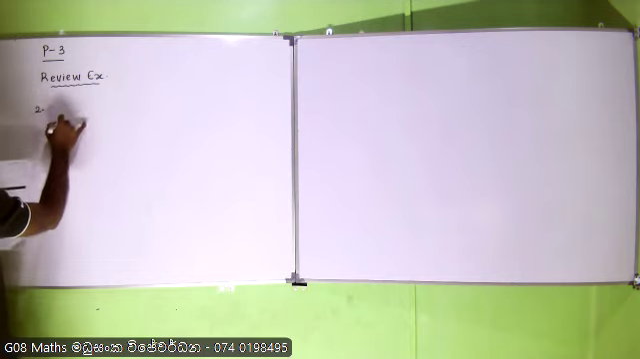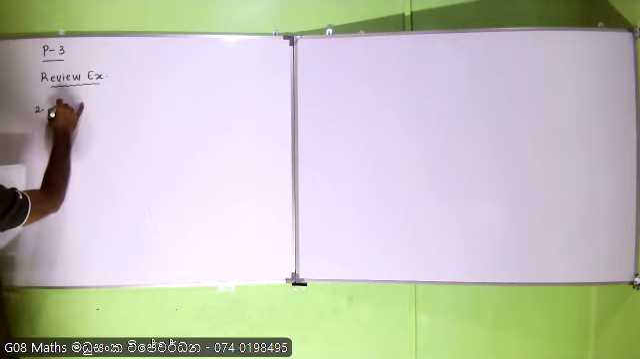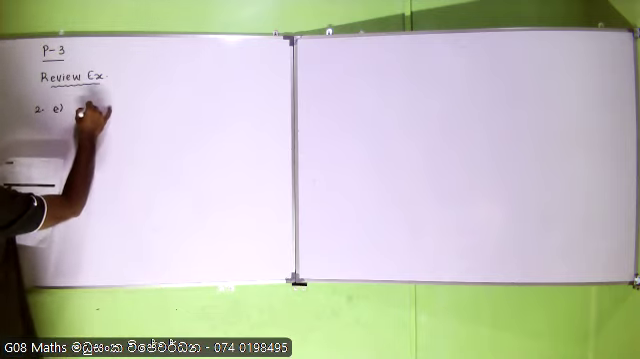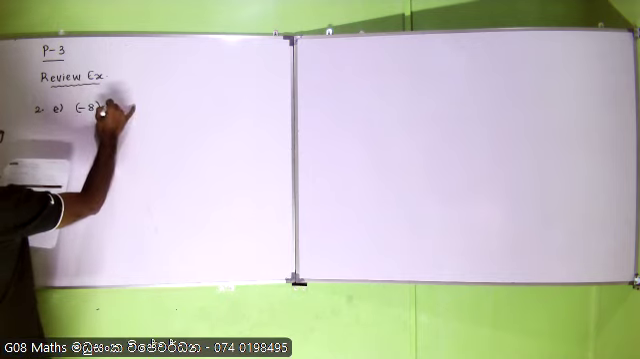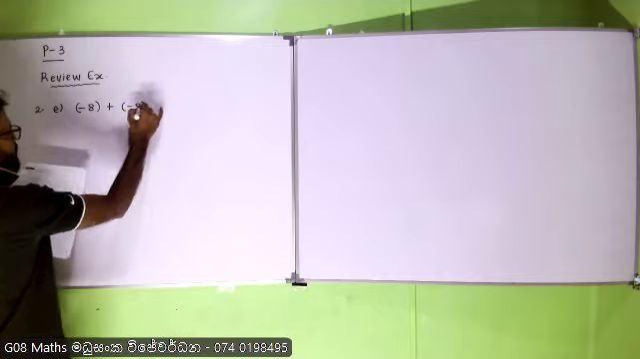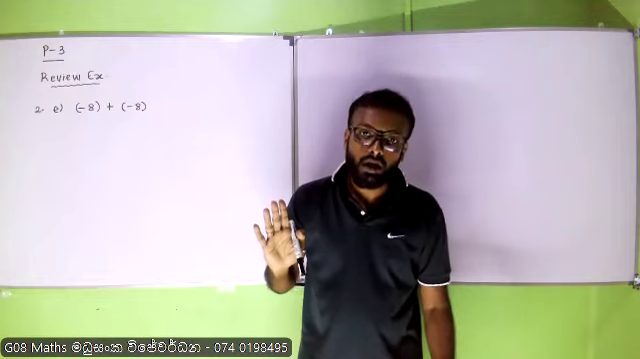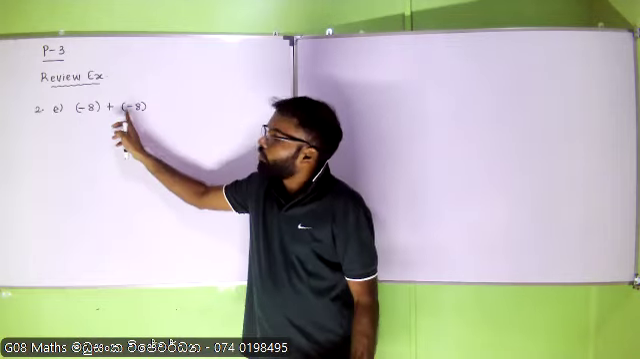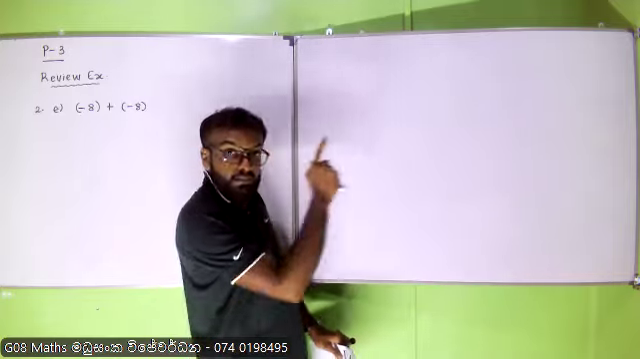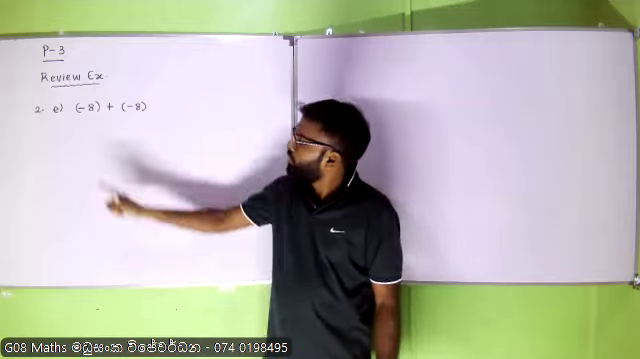Second question, part E. So here we have -8 brackets addition -8. The thing that you have to remember is both of the numbers are negative. That means to the same side. What do we have to do?